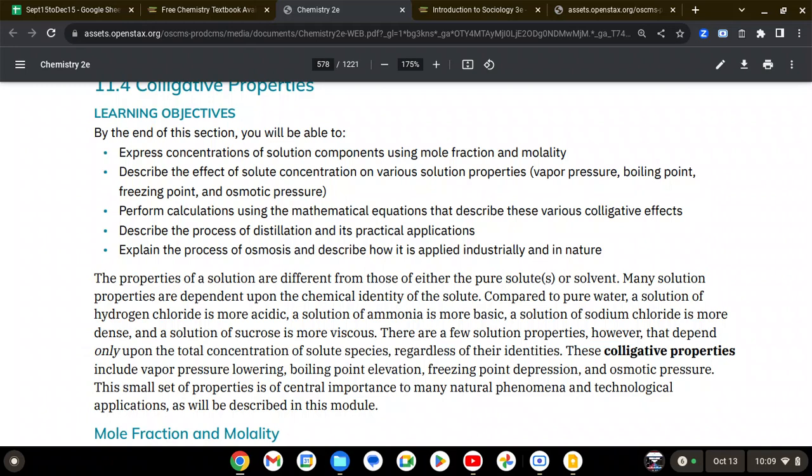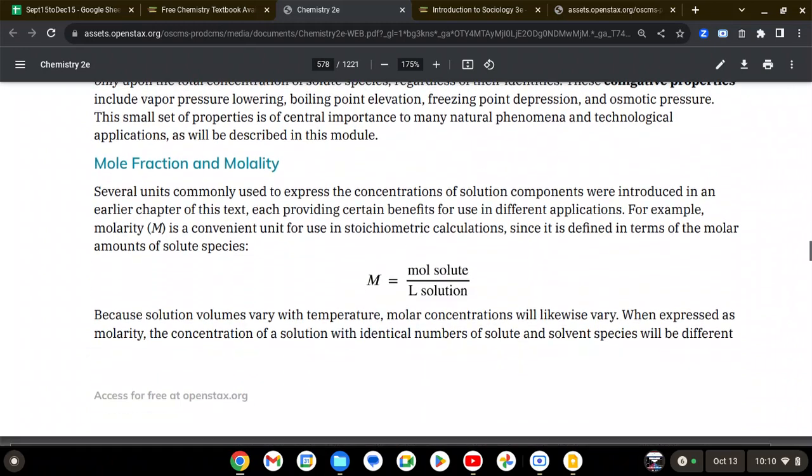There are a few solution properties, however, that depend only on the total concentration of solute species, regardless of their identities. These colligative properties include vapor pressure lowering, boiling point elevation, freezing point depression, and osmotic pressure. This small set of properties is of central importance to many natural phenomena and technological applications, as will be described in this module. Mole fraction and molality.